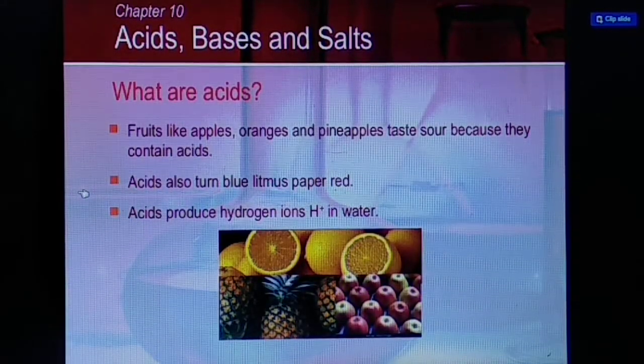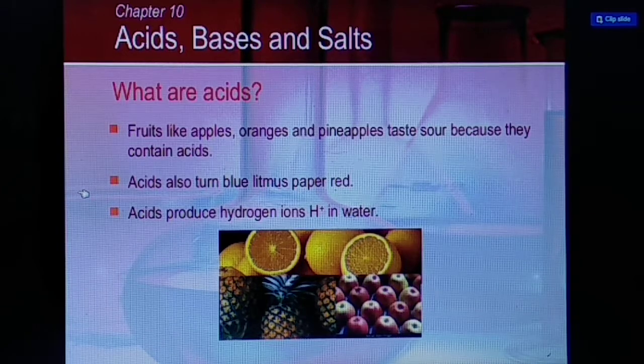Now students, what are acids? What are acids?